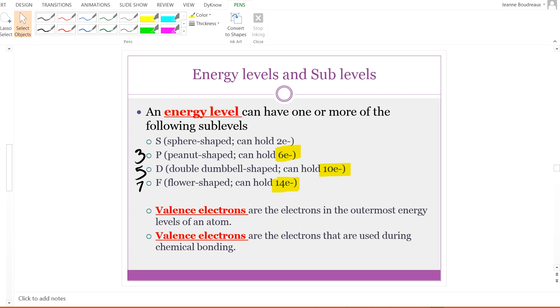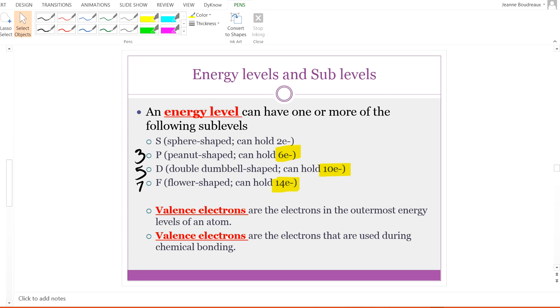We're going to be talking about something called valence electrons. Valence electrons are the electrons in the outermost energy level of an atom. Valence electrons are the electrons that are used during chemical bonding. Over the next couple of days, we are going to be looking at electron configuration and orbital notation. By looking at these configurations and notations, you can tell how many valence electrons an atom has in order to bond. So we're going to stop here because the next thing we're going to get into is electron configuration.